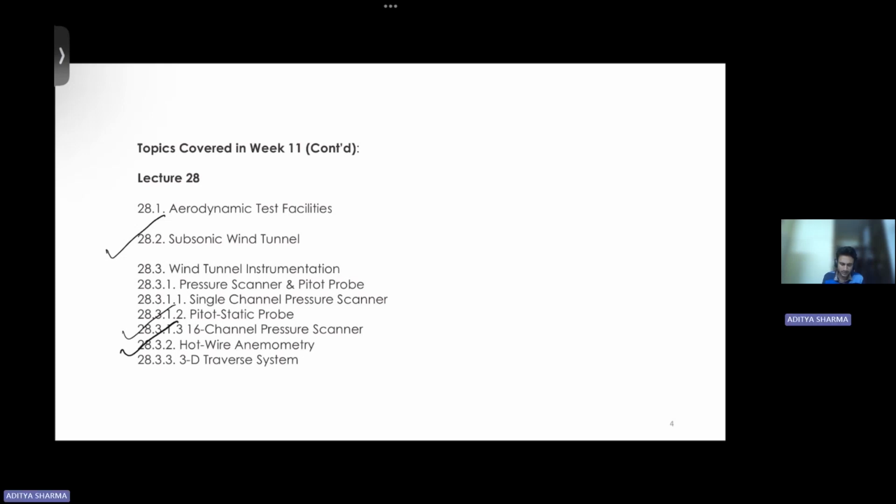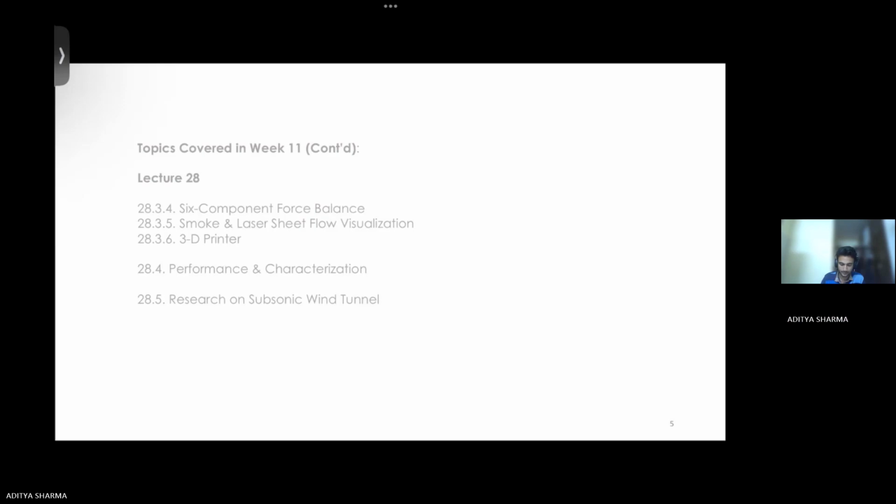And then there is the 3D traverse system. The 3D traverse system is used when we are trying to place a probe in the test section. If we want to move the probe in the test section, how do we mechanize it, how do we automate it? In that case, we use this 3D traverse system.